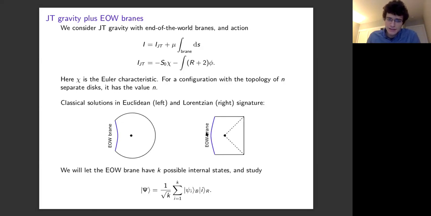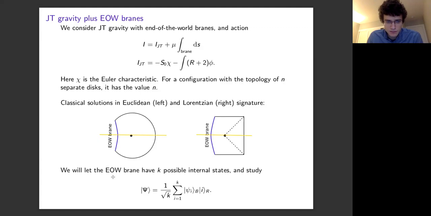Now here's the same solution in Lorentzian signature. This end of the world brane is behind the horizon of a black hole. Here's the asymptotic boundary of the black hole. Here are the horizons. And a point that's going to be important for us is that the two geometries share the same t=0 surface. So this surface is present in both the Lorentzian and the Euclidean geometries, and that's where we'll think about our state as living.